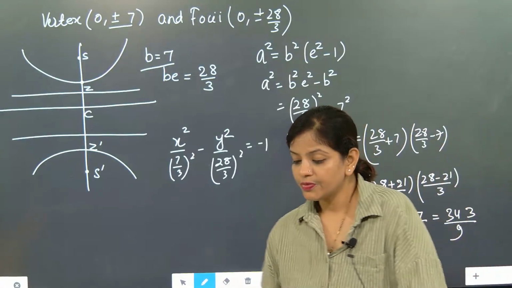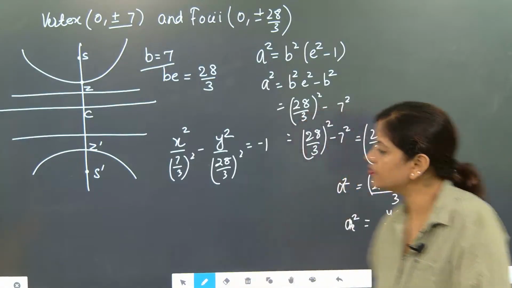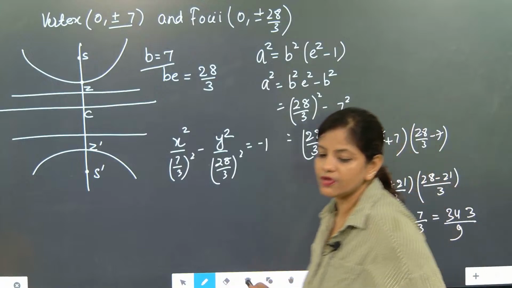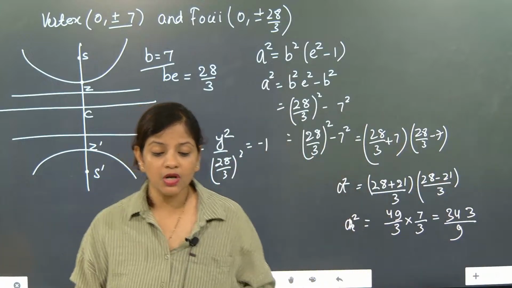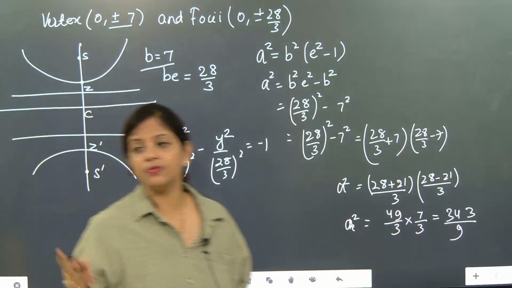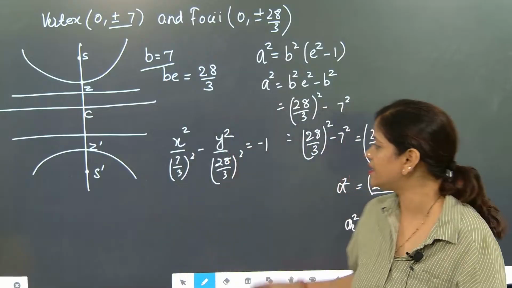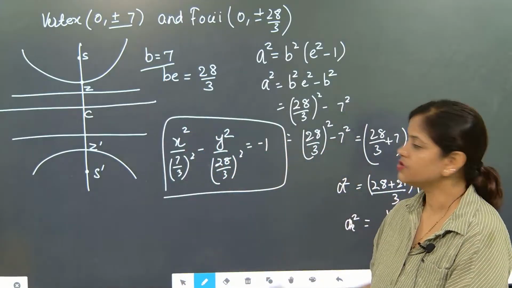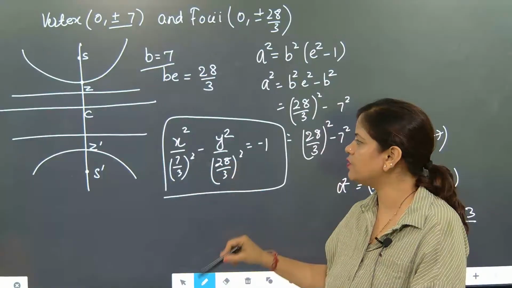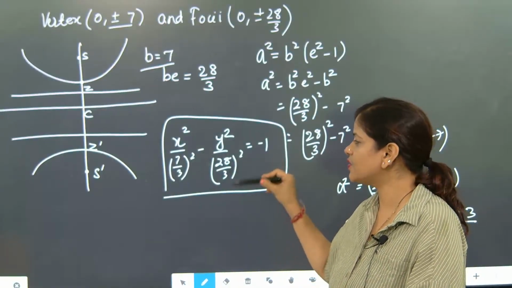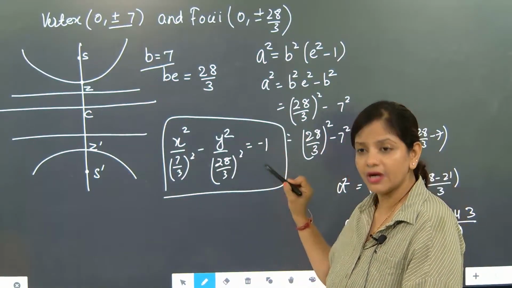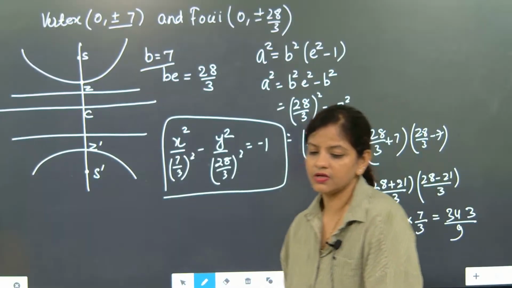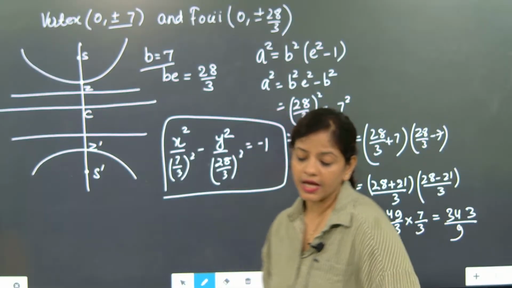Now, different books have different ways of presentation. When the hyperbola will be resting on the y-axis, at that time the equation will become like this, and you can put minus 1. Understood? So here a will be written as (7 by 3) whole square, and b will be written as (28 by 3) whole square, and equal to minus 1. So this is a way of presentation of a hyperbola.